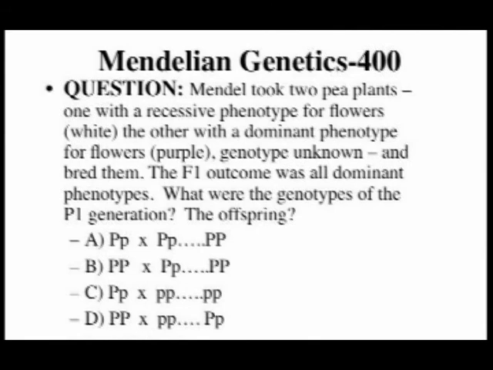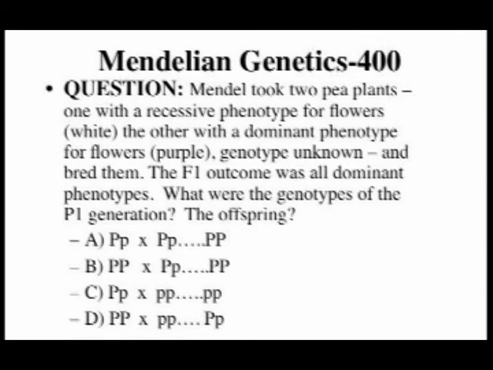And the question is, Mendel took two pea plants, one with a recessive phenotype for flowers, being white, the other with a dominant phenotype for purple flowers, and the genotype is unknown in the purple flowers because it could have been a hybrid, having one purple trait, one white trait, or having pure two purple traits. So he bred them, and the F1 generation outcome was all dominant phenotypes. So what was the genotype?